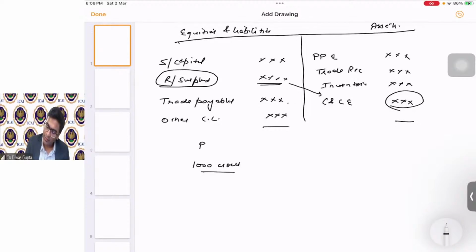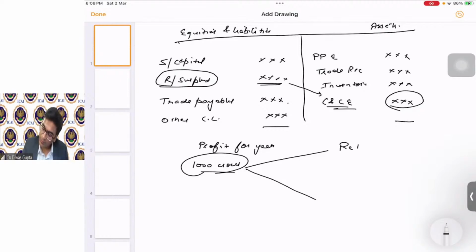That's the profit for the year. Now, with this profit for the year, till now the company has not decided what to be done. So it is still resting in the form of cash and cash equivalents, right? Now the company will decide whether this 1,000 crore needs to be retained or it needs to be paid. If it is paid, it will be paid in the form of a dividend to the share capital owners. If it is retained, it will be invested back in the business.